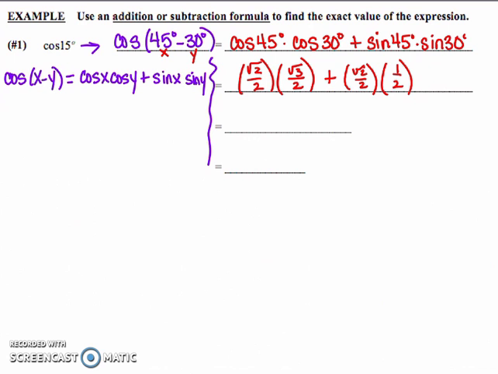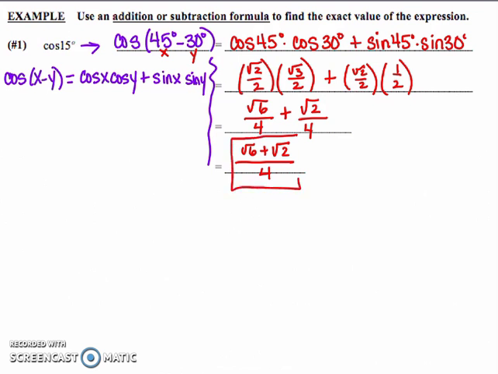Square root of 2 times square root of 3 is going to give me square root of 6, and 2 times 2 gives me 4. Be careful how you write that. The square root is only over the 6. Plus, square root of 2 times 1 is the square root of 2, and 2 times 2 is 4. Since we have the same denominator, we can write our answer over one denominator. So square root of 6 plus square root of 2, all over 4, will be my final answer.